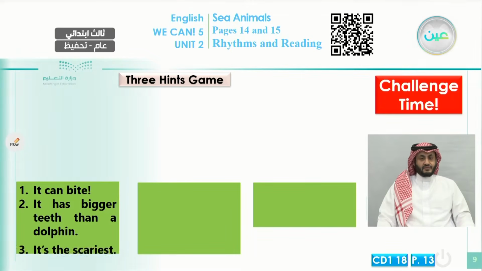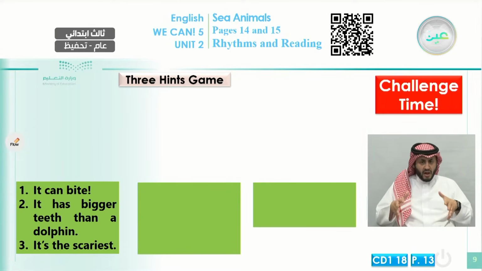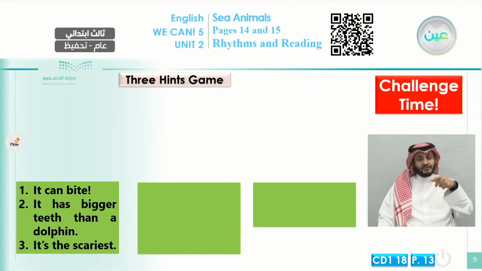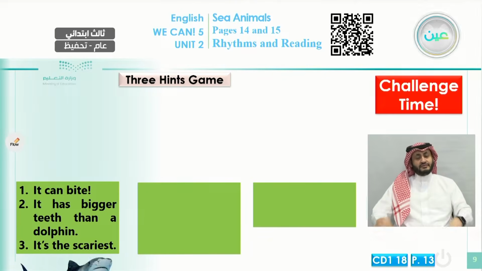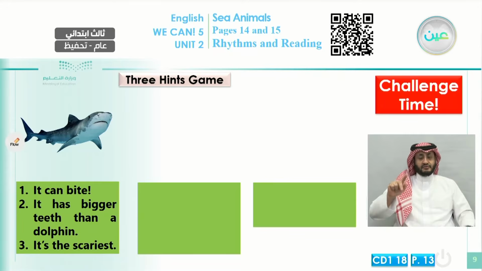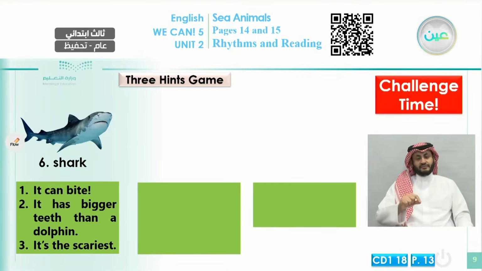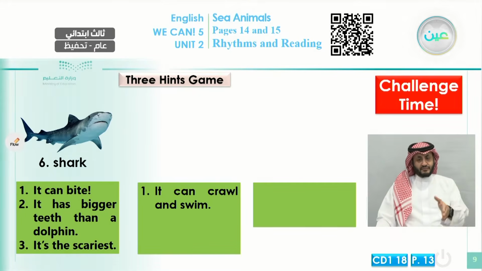Okay, number 3, it is the scariest. Everybody is scared of this animal because it is dangerous. So what is this animal? You can tell from the picture here, what is it? It's a shark, exactly.